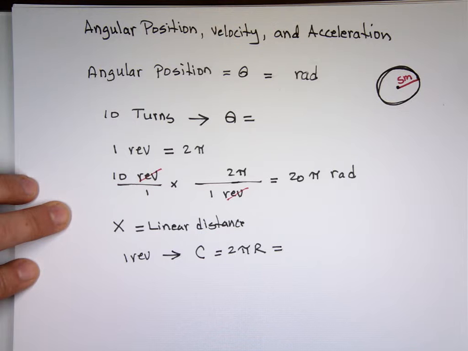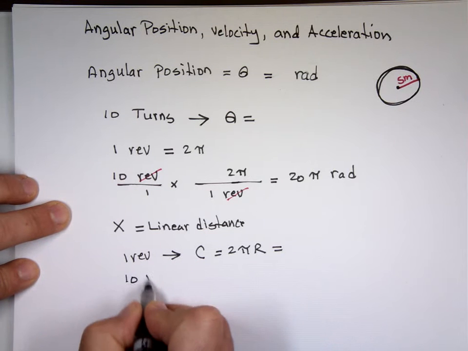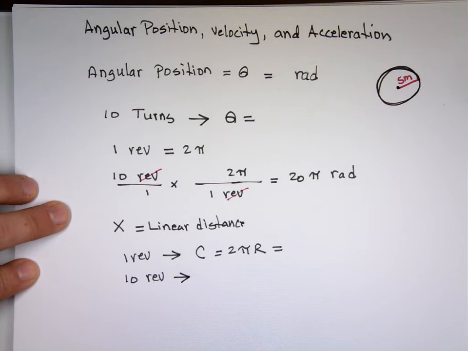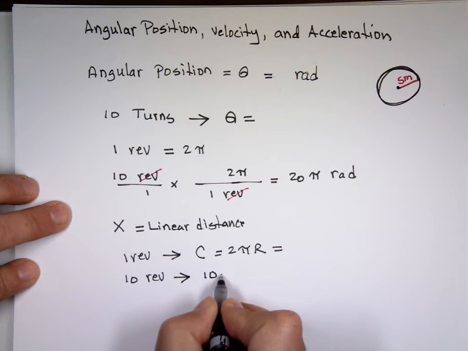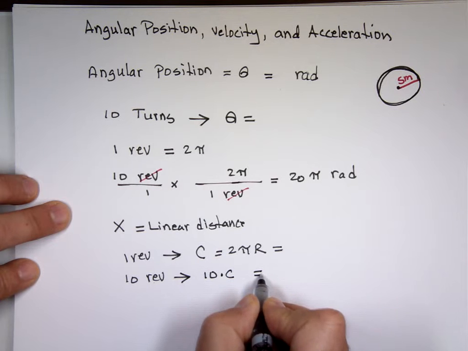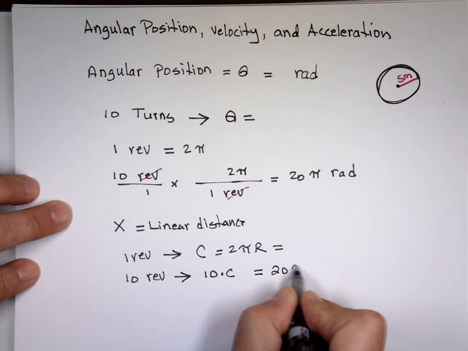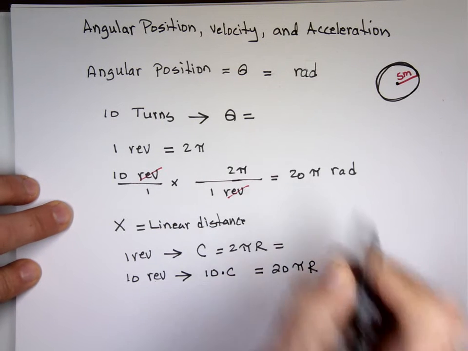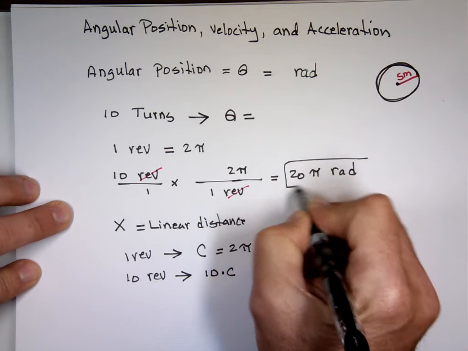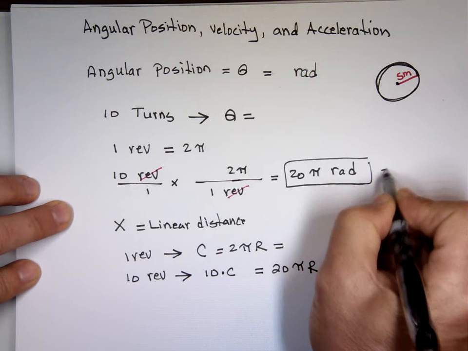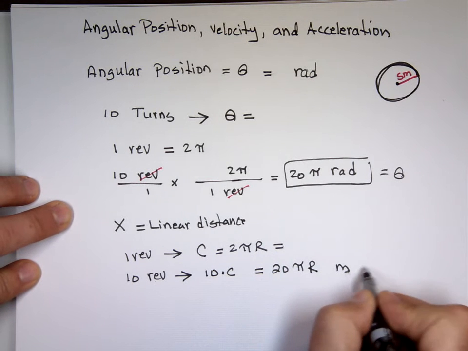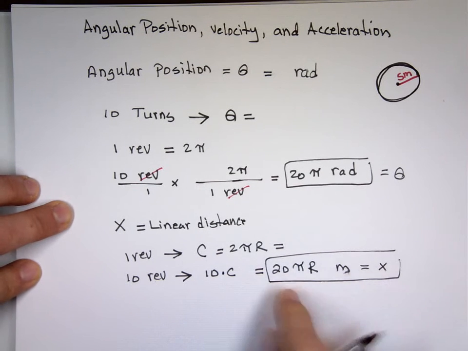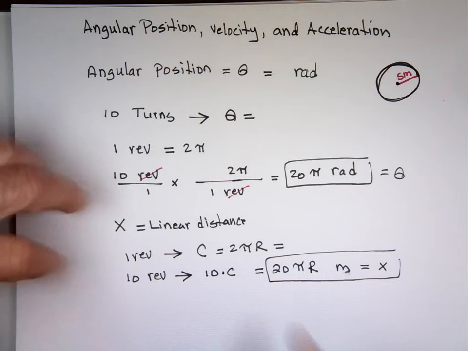That's the distance. So if you do 10 revolutions, what's the distance that you traveled? The distance that you travel is 10 times c, which is what? 20 pi times r. This is in meters. Notice here, this is your distance in theta, and this is your distance in x in meters. Look at the two numbers, very similar to each other. What do you notice the difference between them?